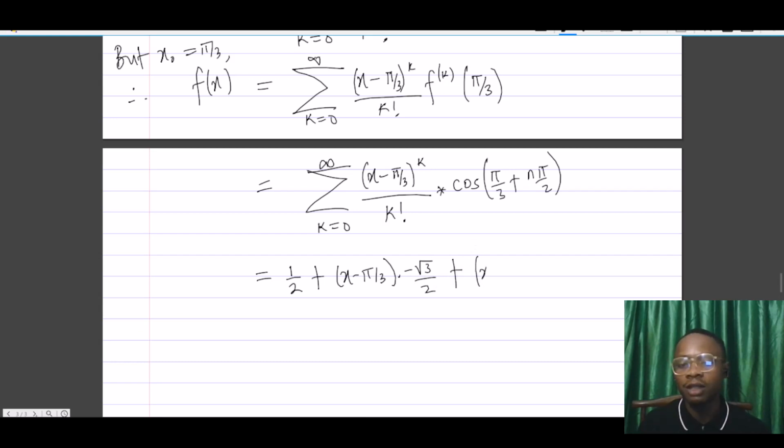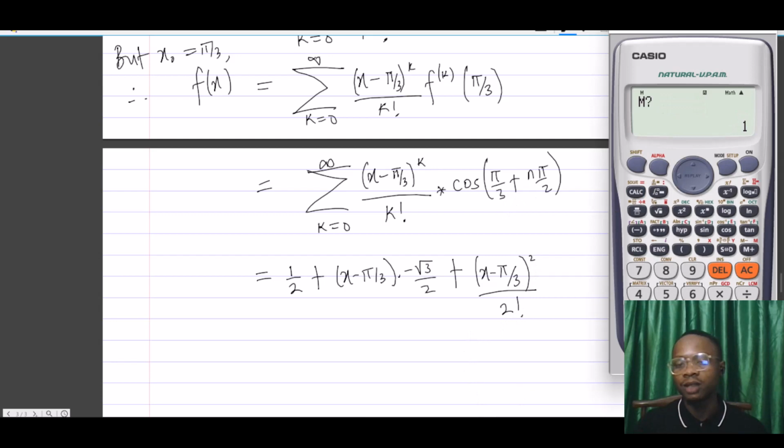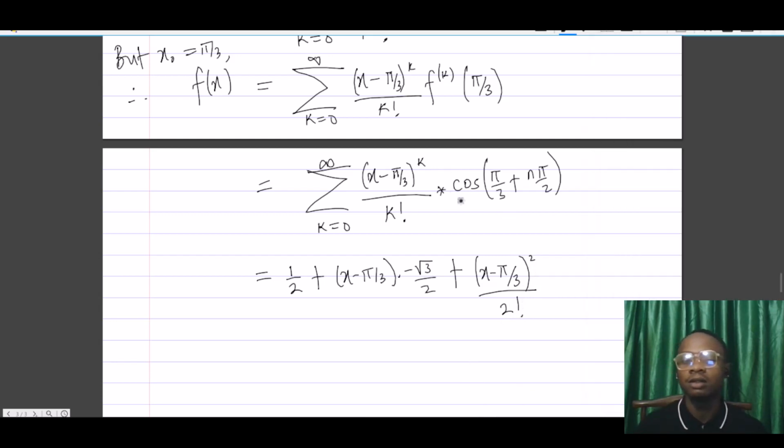Then plus, when k equals 2, that will be x minus pi over 3 raised to the power of 2 divided by 2 factorial, which is 2. Let's write it out first. This was 1 factorial, so it was 1, which is why we didn't need to write anything here. Then this will be cos of this when n is equal to 2. Let's get back to our calculator and calculate what happens when n equals 2. This is minus 1 over 2.